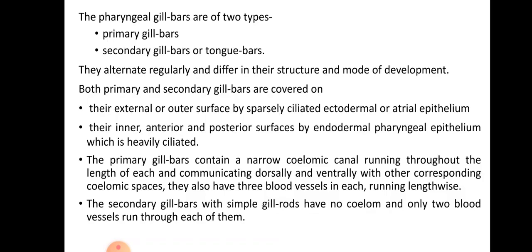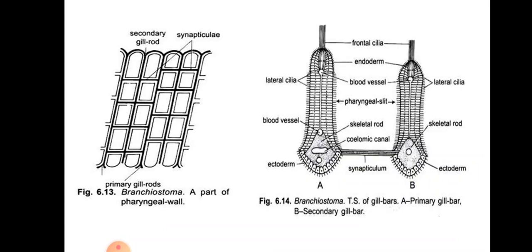The cilia all over this gill bar are not uniform. You can look at this picture. Here, if you see the cilia all around this gill bar, they are not uniform. They are smaller on the lateral side and a little elongated on the dorsal side, or the apical part of this gill bar.